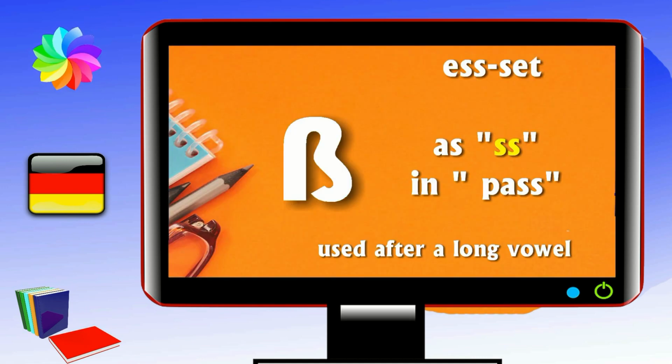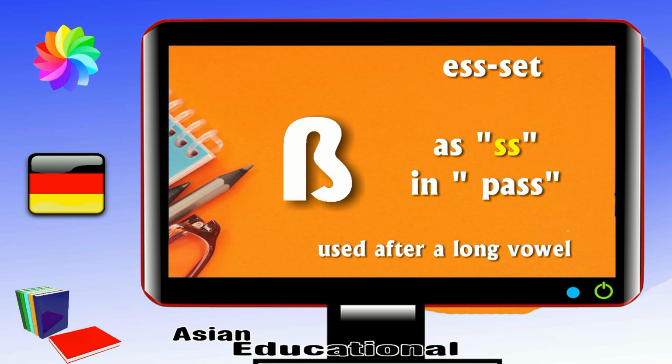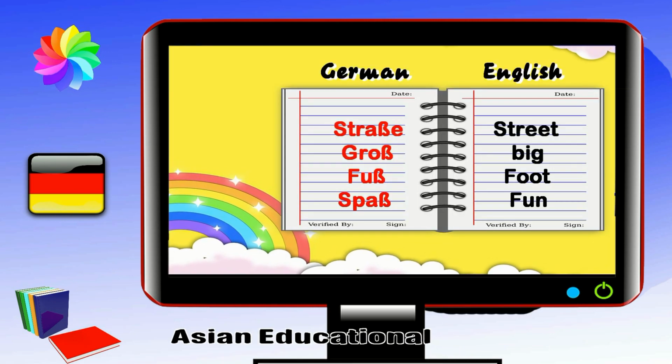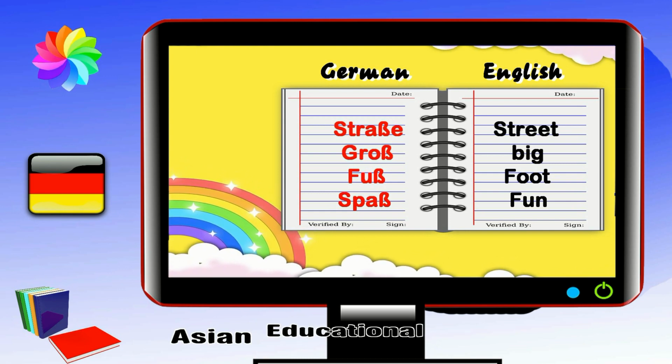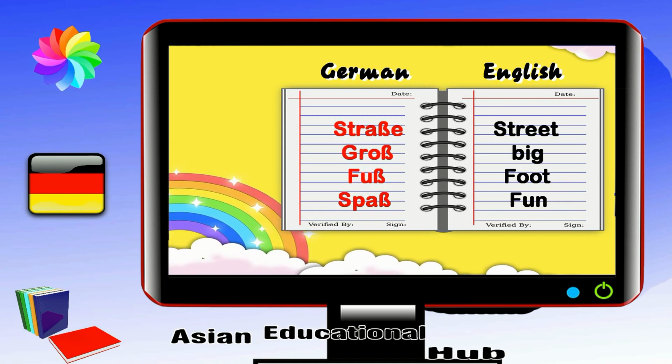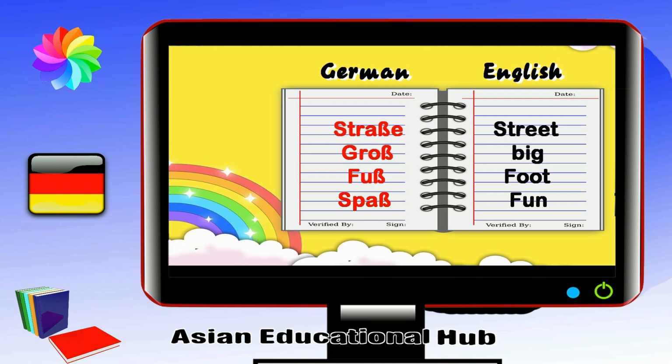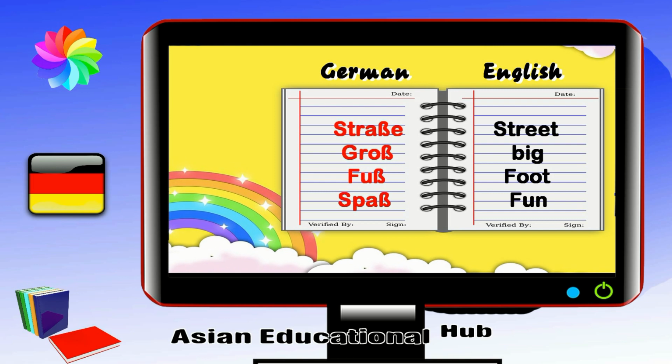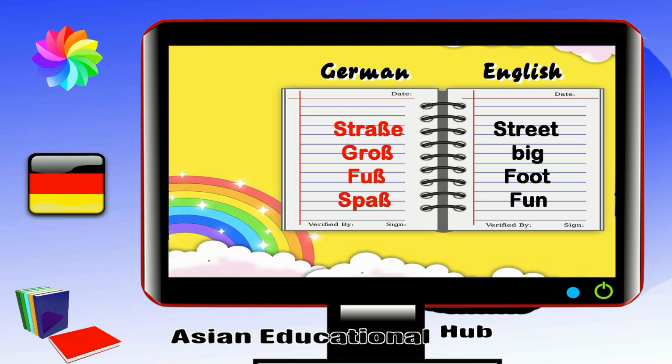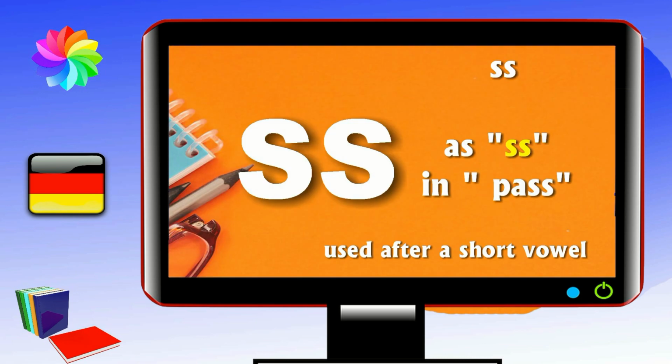Next one is here ß, Eszett. It is just like beta in mathematics, and it is pronounced as "ss" in "pass", and it is used after long vowels. For examples here in German and English, first word is Straße, and it means road or street. Groß. Groß means big. Fuß. Fuß means foot. And Spaß. Spaß means fun.